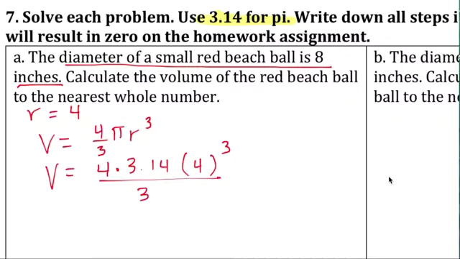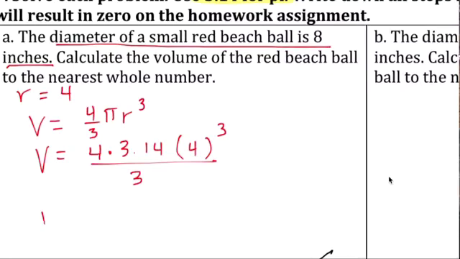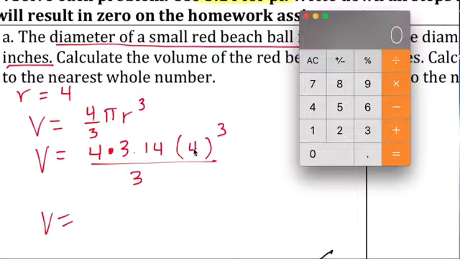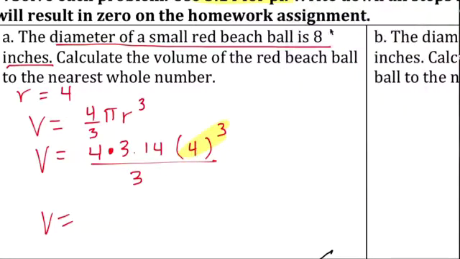64 over 3. So let's go ahead and multiply these. We know that 4 cubed is 64, so we do 64 times 3.14. Oops. I hate this. Anyways, I'll use my other calculator. 16 times 3.14 times 4.